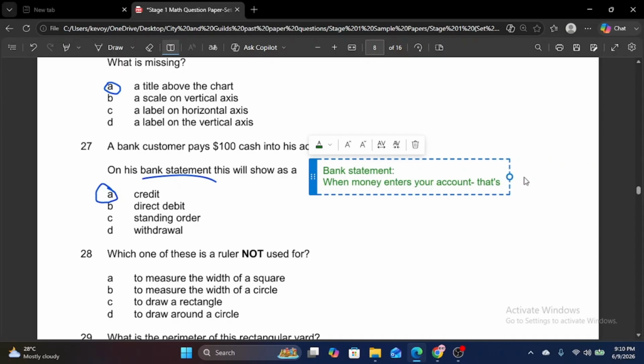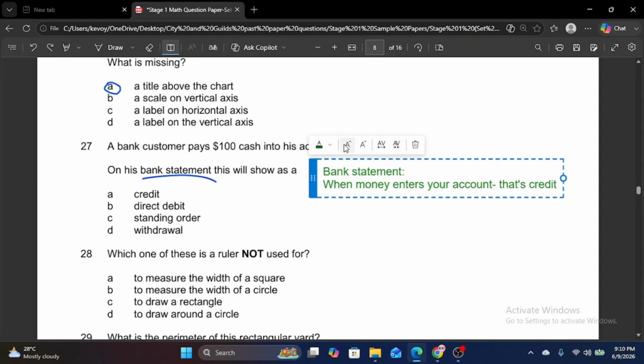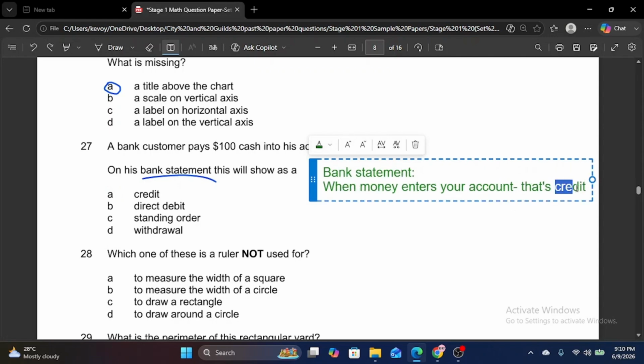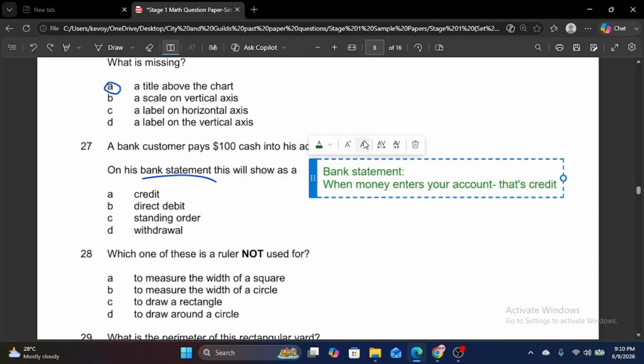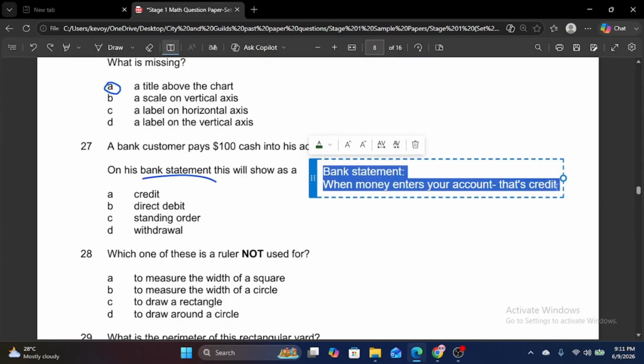Can I bold it? I think I should bold it. So that's credit. Can I not bold it? It seems I can't bold it, but that's credit. What I can do is change the color so you can see it a little bit better and increase the size. Nope, that's the size for everything. Can I have this word alone in a different color? No. Okay, fine.